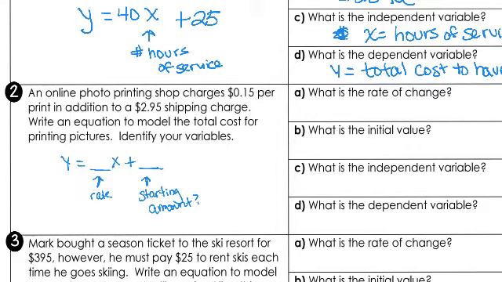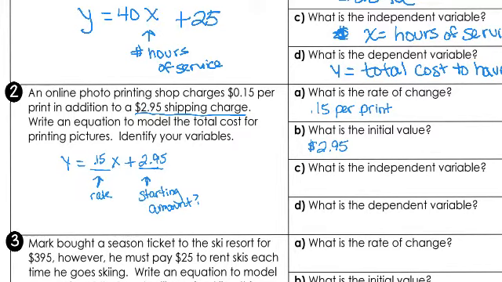Okay. Well, that $2.95 shipping charge, even though I wouldn't think of it as a starting amount because it's really a final charge, it is still the flat fee I have to pay, upon which I will tack on my rate. And my rate is 0.15 per print. So what is the initial value? The initial value is going to be $2.95 because that's the shipping charge that's only charged once. The rate is the 15 cents per print.